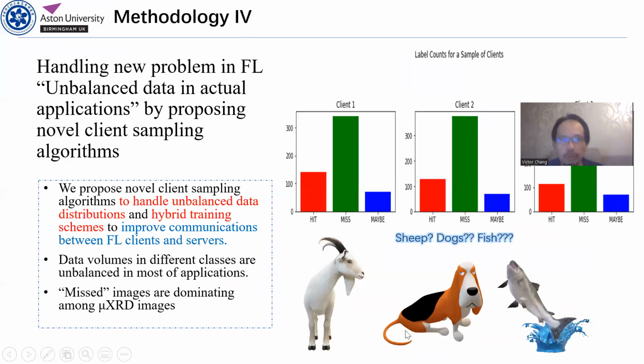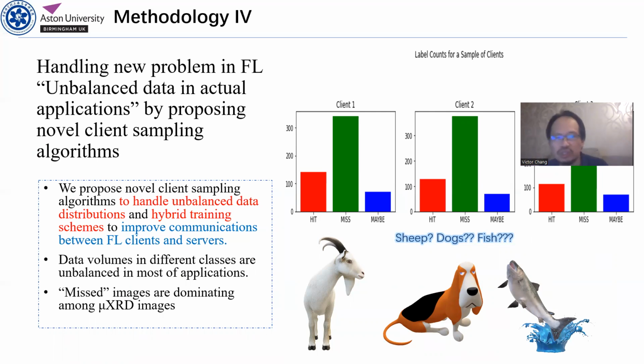So we are handling a new problem in federated learning, unbalanced data in actual applications, by proposing a novel client sampling algorithm, because we know that there are always problems with unbalanced data. Sometimes even when we try our best to perform experiments, not every time can we get the same results, and of course it also varies with different sizes and different values. So we propose a novel client sampling algorithm to handle unbalanced data distribution and hybrid training schemes, so we can improve the communication between federated clients and servers.